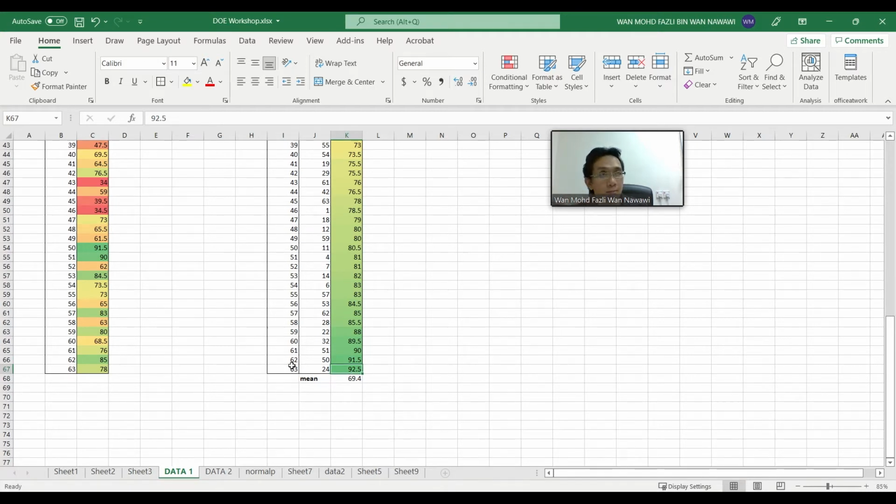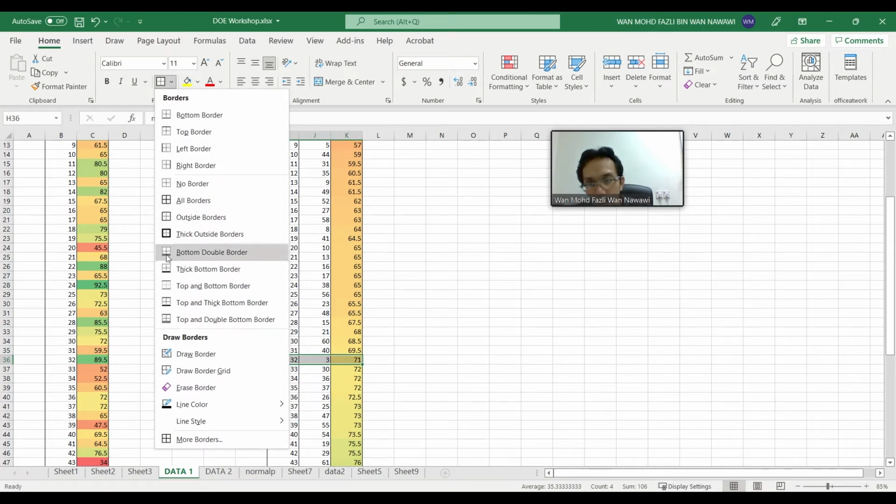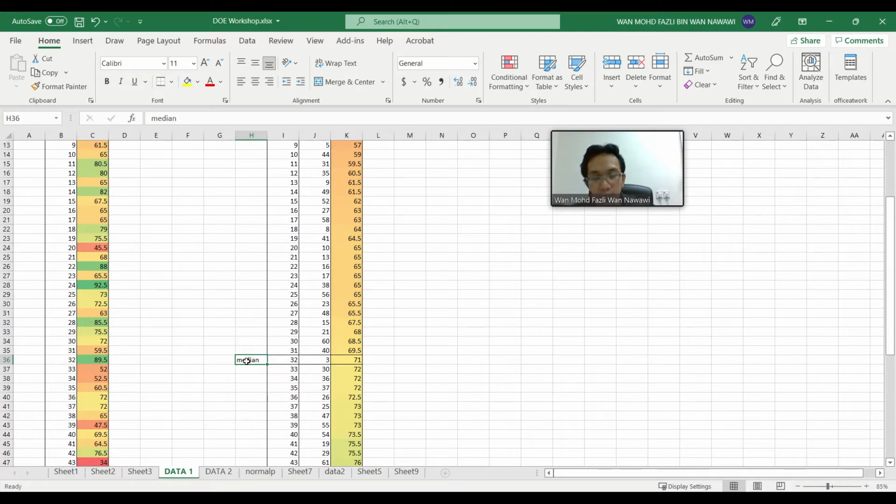So the middle is on the 32nd. The median out of 63 is the 32nd. So this is the median. You get this median, and the median is 71. Bold it, okay. So you get the median there.